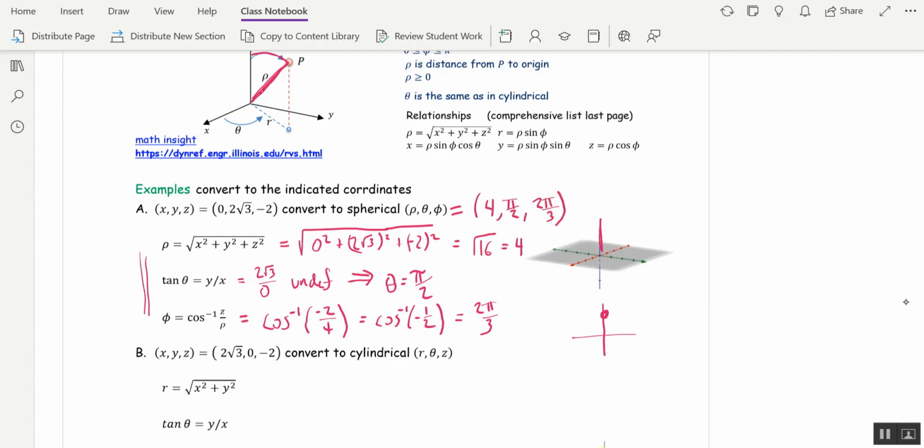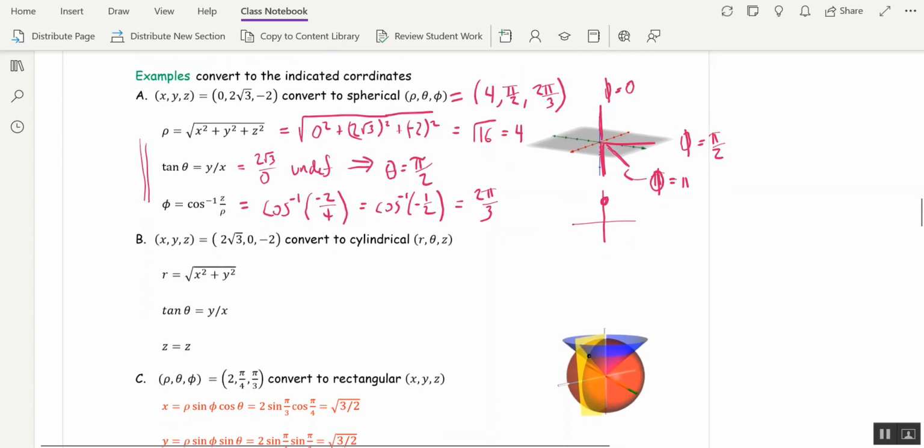Now, phi equals 0 is the positive z-axis. If you're in the xy plane, then phi is pi over 2. And if you're down here on the negative z-axis, phi is pi. So with phi being 2 pi over 3, we know we're down below the xy plane.